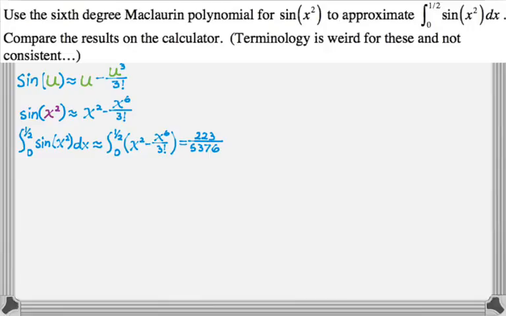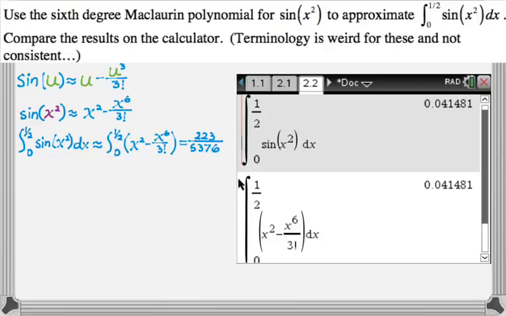So here's a screenshot of what I got when I compared the values. So the integral from 0 to 1/2 of sine of x squared was 0.041481, and then the integral of our polynomial from 0 to 1/2 also gave me 0.041481. So they're actually the same out to 6 decimal places, possibly more. I didn't check. But this is a really good use of these.